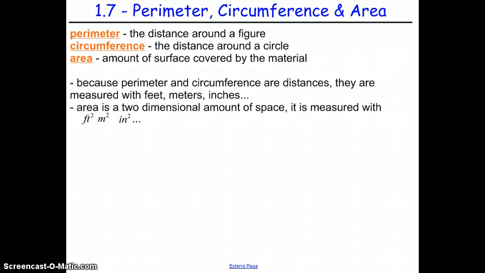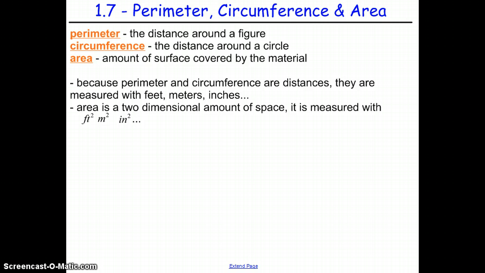So, section 1.7, this is the last section for chapter 1, talking about perimeter, circumference, and area. So, hit pause, copy these terms down. Perimeter is the distance around a figure. All you're really doing, if it's a polygon, is adding up the lengths of each of the sides. Circumference is kind of the same thing.